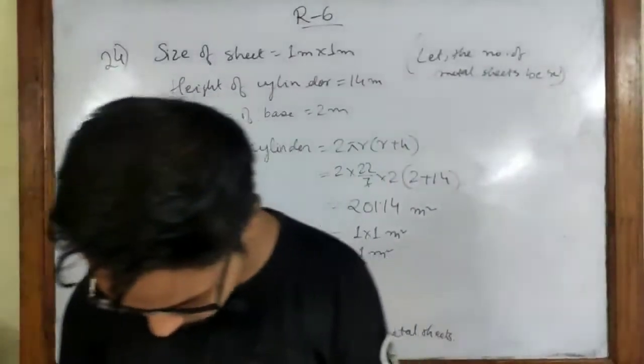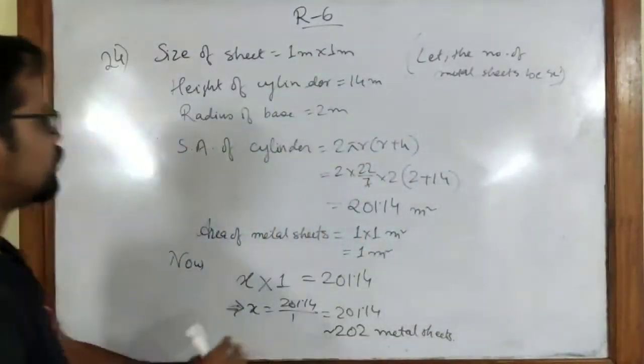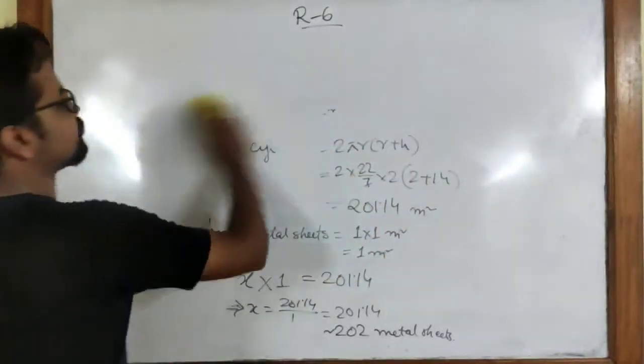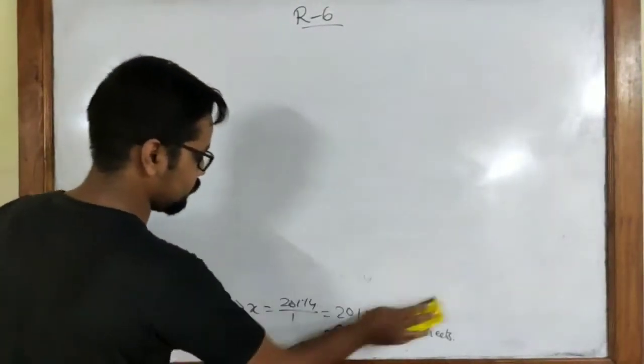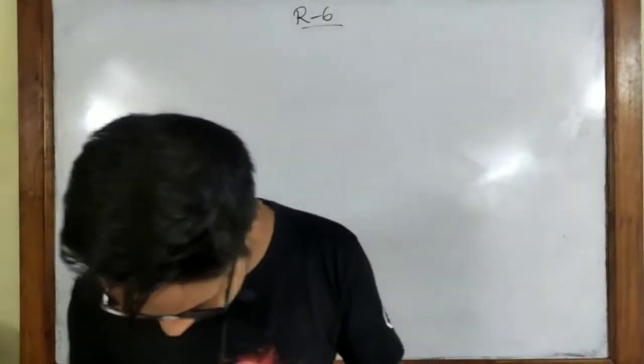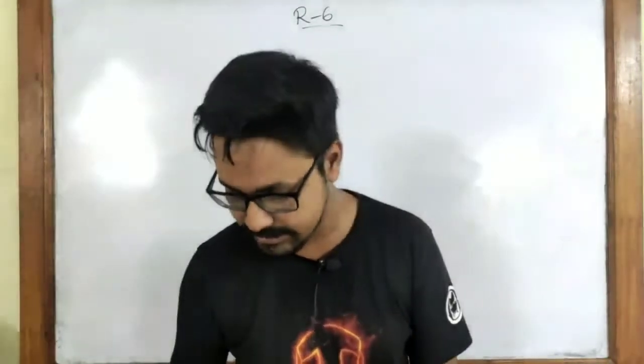Okay, let's move on to the next one, and our next question is question number 25. Very easy sum, 25 is extremely easy. So let's start. 25, what is given? By wrapping a paper of breadth 14 centimeter, a cylinder of radius 20 centimeter is formed. Find the volume of the cylinder.